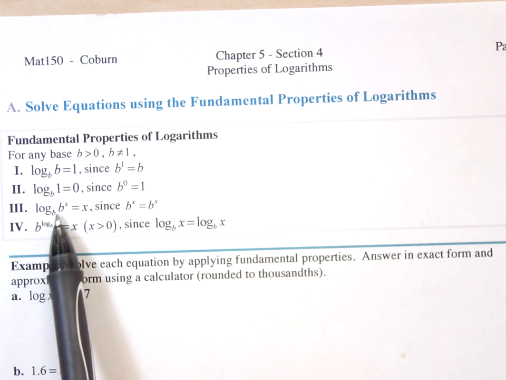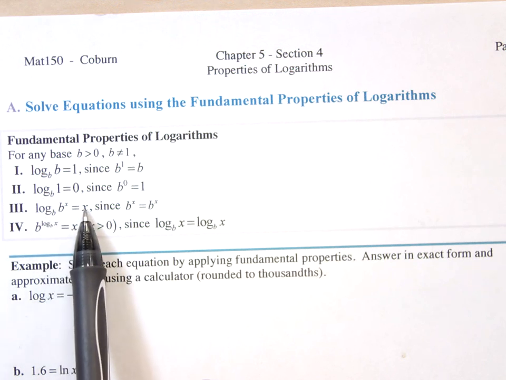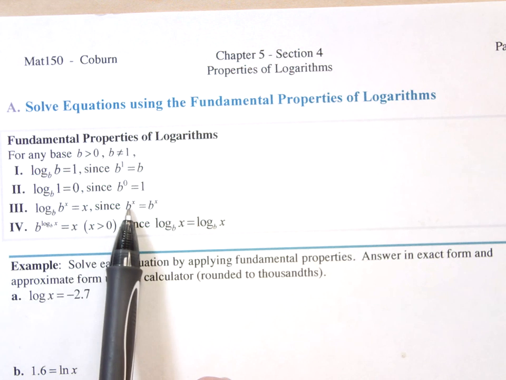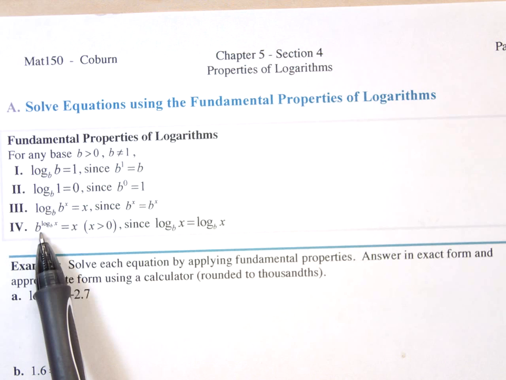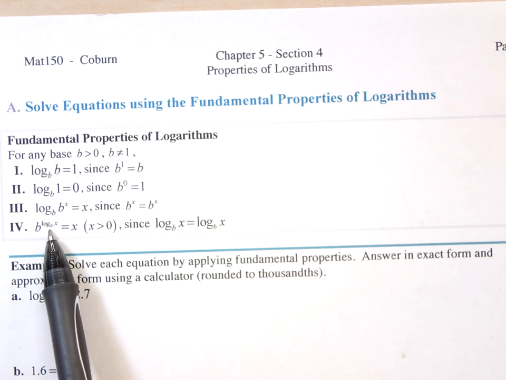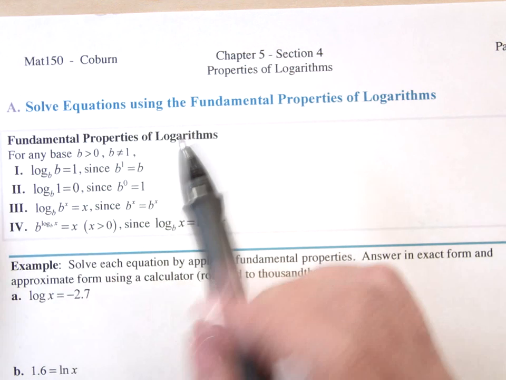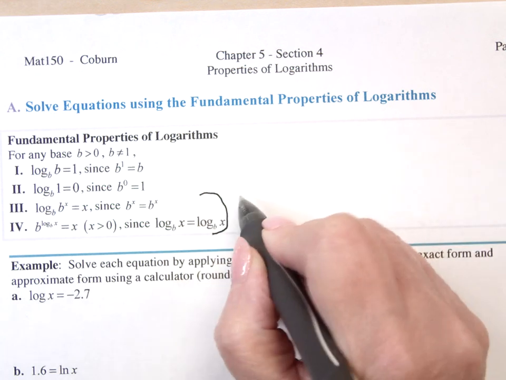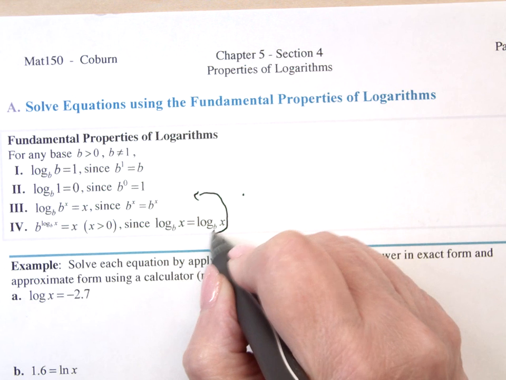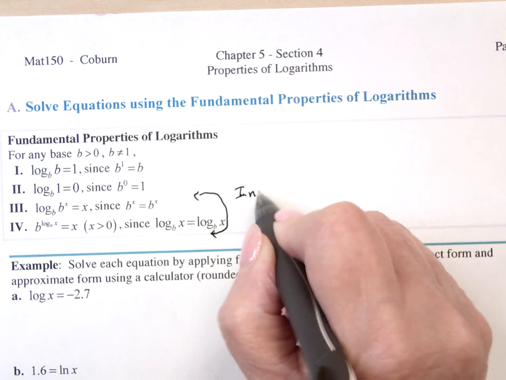And log base b of b to the x is equal to x since b to the x equals b to the x. And b to the log base b of x is x. Now, by the way, depending upon what book you're using, these two right here are called the inverse properties.